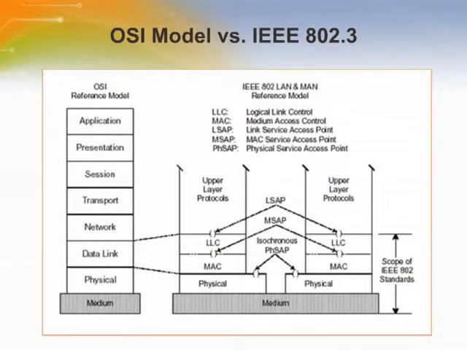The IEEE 802.3 standard implements only a portion of the OSI 7-layer model. The diagram shows the IEEE 802.3 logical layers and their relationship to the OSI reference model. As with all IEEE 802 protocols, the OSI data link layer is divided into 2 IEEE 802 sublayers, the media access control sublayer and the logical link control sublayer.